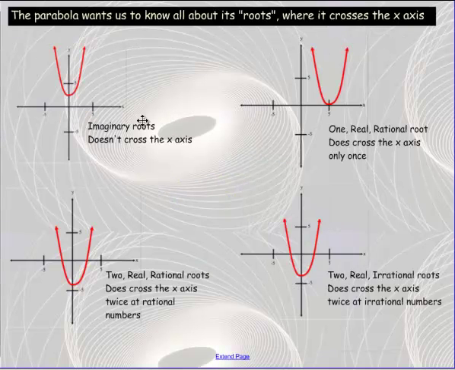A parabola wants us to know all about its roots, where it crosses the x-axis. That is huge. It's huge in calculus. It's huge in operations research, which is the study of business flow. So we're just starting with the baby stuff today. All right, so let's look at the 4 things that can happen with a parabola. Here we are with picture 1.